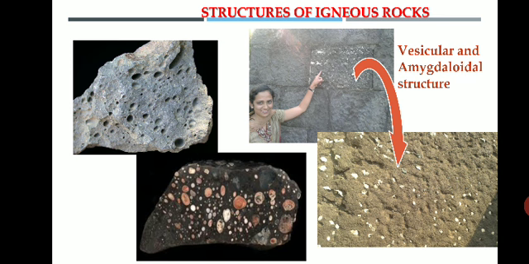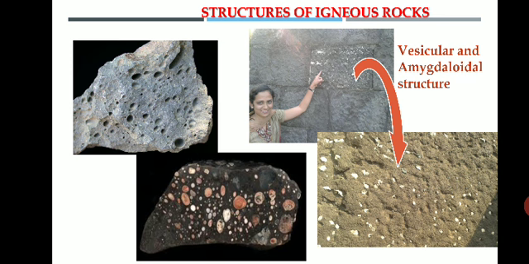Primary structures are those features which develop in igneous rocks at the time of their formation, like at the time of cooling and consolidation of the magma or lava. During that period, whatever structures are formed are called primary structures. Secondary structures are those which have been imposed upon the existing rocks after the formation of the rocks. These are the two different types of structures, primary and secondary.